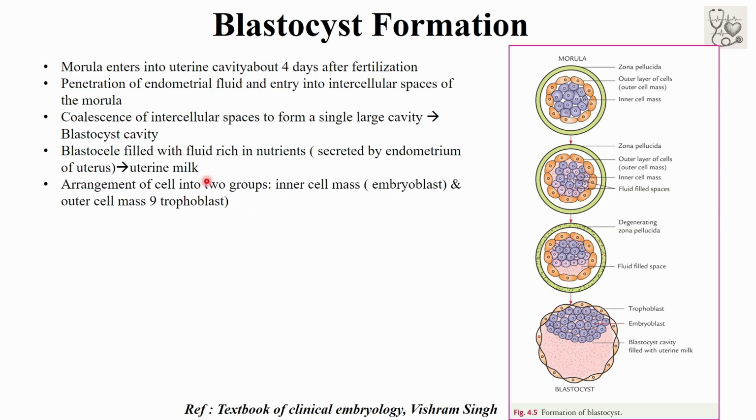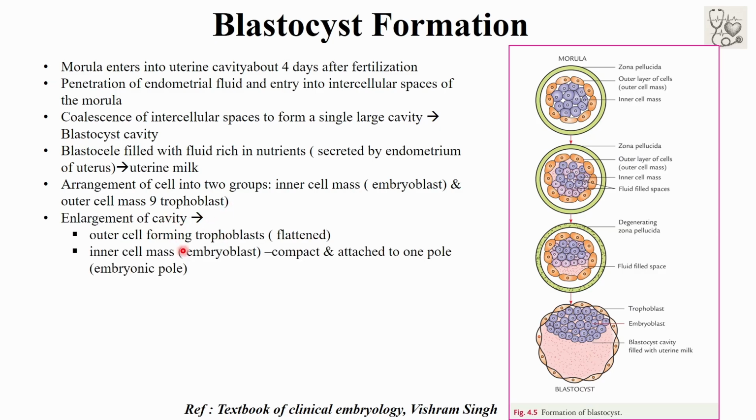Now, the cells of the blastocyst get arranged in two groups. About 6 to 8 cells get arranged into the inner cell mass, which is called the embryoblast. It gives rise to the embryonic disc, and the outer cell mass gives rise to the trophoblast. Trophoblast is further divided into cytotrophoblast and syncytiotrophoblast. We will be discussing it in detail in the coming days. So the enlargement of the cavity occurs. The outer cells forming the trophoblast flatten, and the inner cell mass, the embryoblast, becomes compact and is attached to one pole.